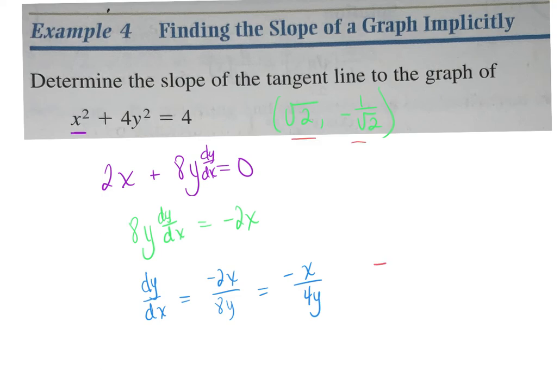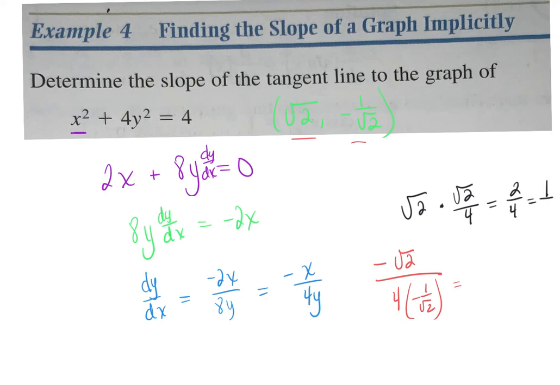So I'm going to have negative square root of 2 over 4 times negative 1 over square root of 2. Keep, change, flip. It's negative over negative, so you can just ignore the negatives. So you have square root of 2 times square root of 2 over 4. That gives you 2 over 4, which gives you 1/2. Your slope of your tangent line is 1/2.